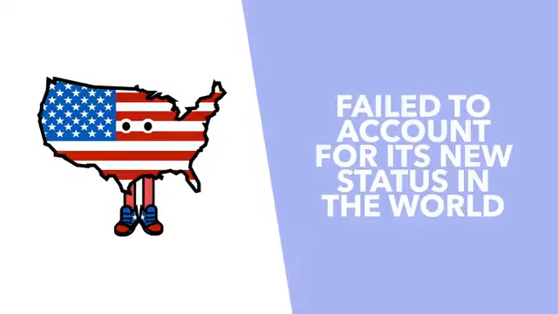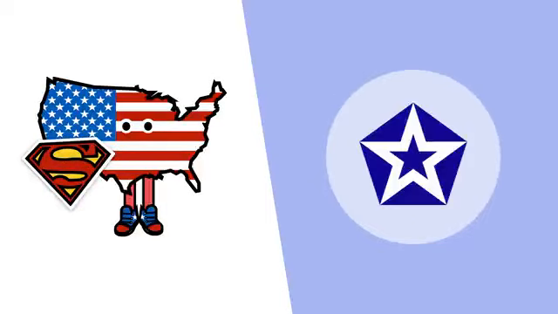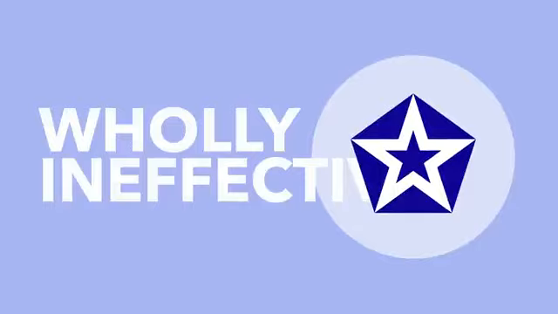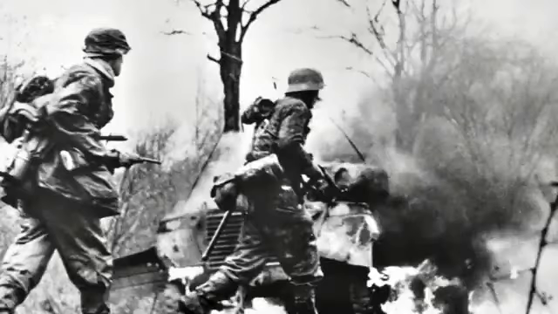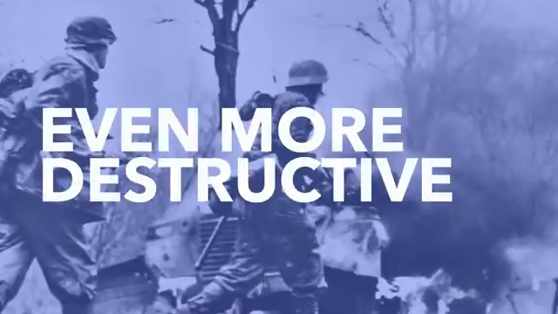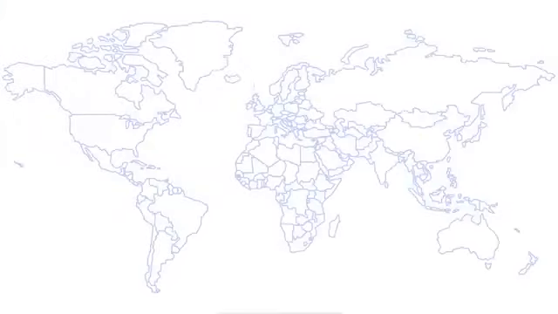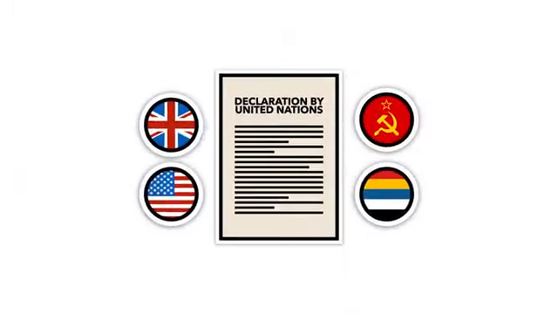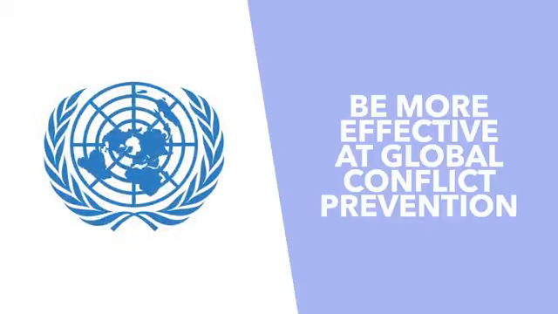However, the US didn't really account for the effects its new status as a major power would have on global order if it remained isolated. The weakened League of Nations was wholly ineffective in its task of preventing another large-scale conflict. Once again, the world was rocked by World War, this time with even more disastrous consequences. During the final months of the war, states came together to create an international organisation, more effective at preventing conflict, and the United Nations was born.